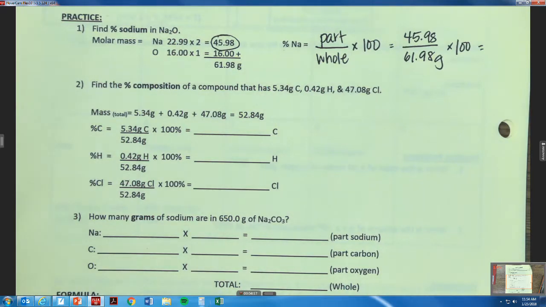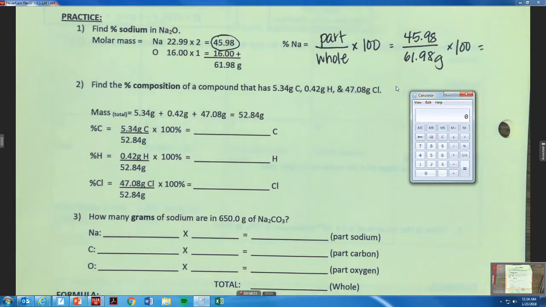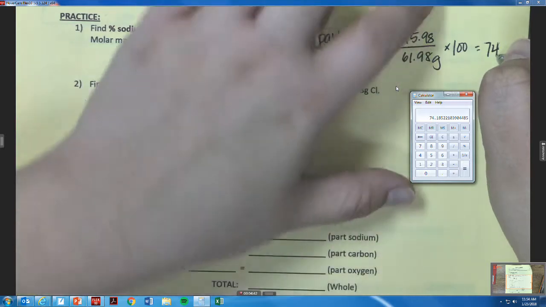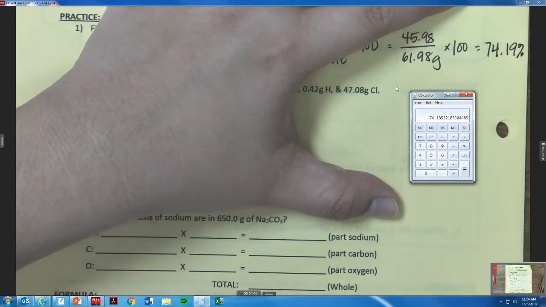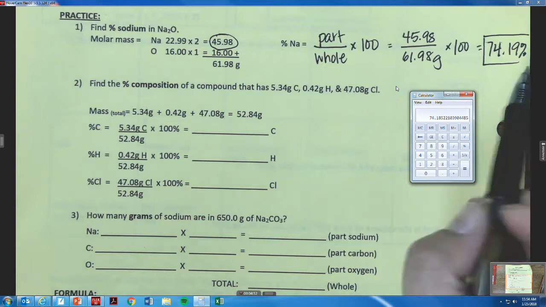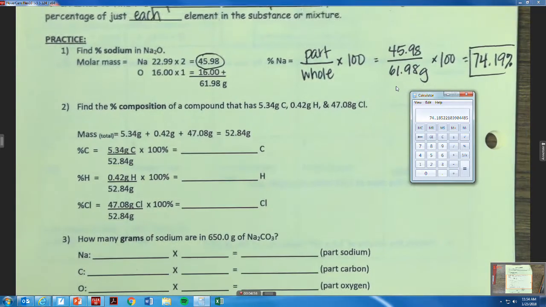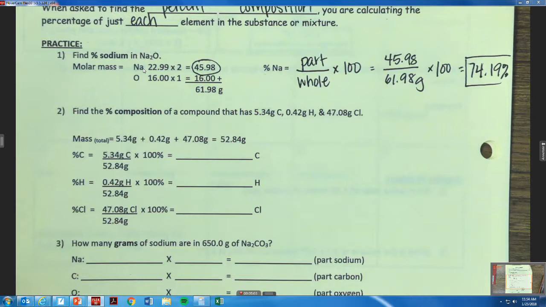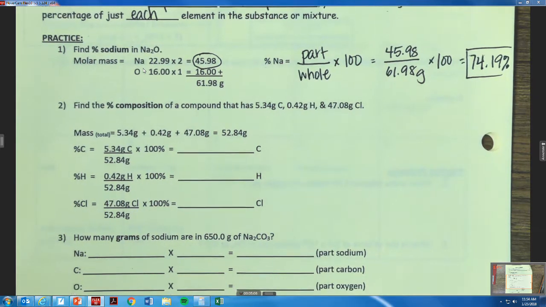So I'm going to go ahead and pull up the calculator so we can figure that out. 45.98 divided by 61.98, enter, and then we multiply that by 100. So we get 74.19%. That is the percentage of sodium in sodium oxide. There is 74% sodium in sodium oxide. So let's go ahead and move on to our next question, number 2.